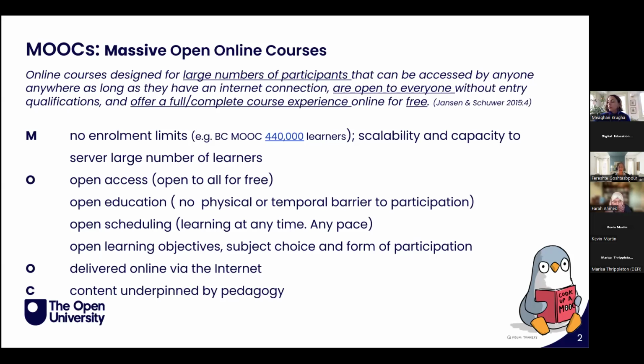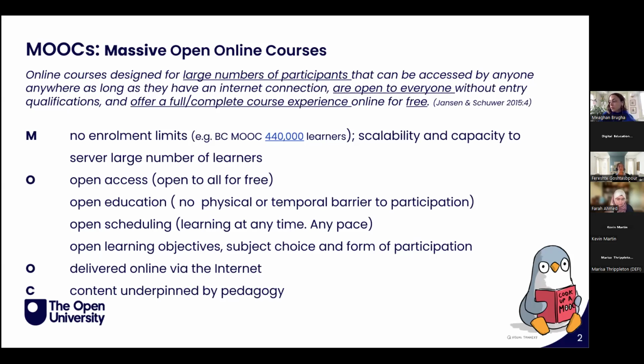They were open, and the openness in the literature refers to different aspects. For example, openness can be considered as open access, that it is open to everyone for free. The educational model is open education, so there is no physical or temporal barrier to learners' participation. Open scheduling of the courses: the courses are there, you can engage with them anytime you want at your own pace. It can take a learner 2 weeks to finish a 5-week MOOC. For someone else, it may take 6 months.